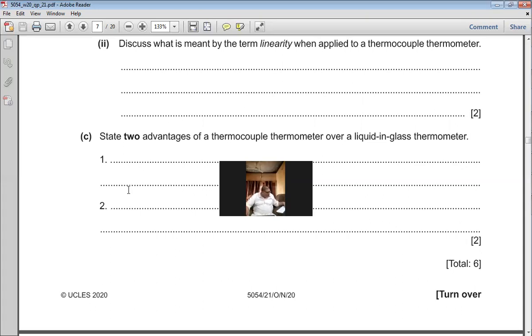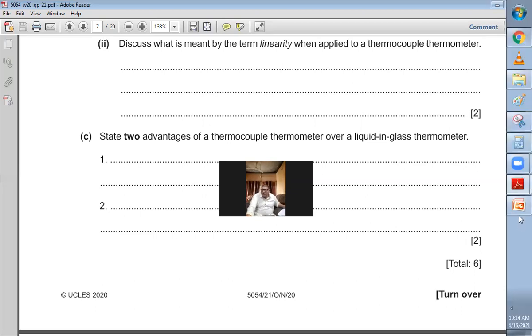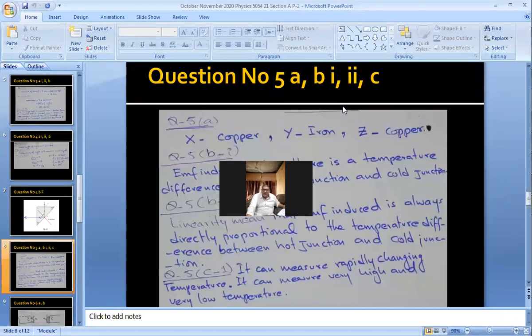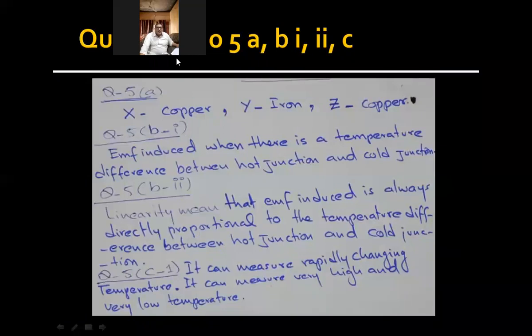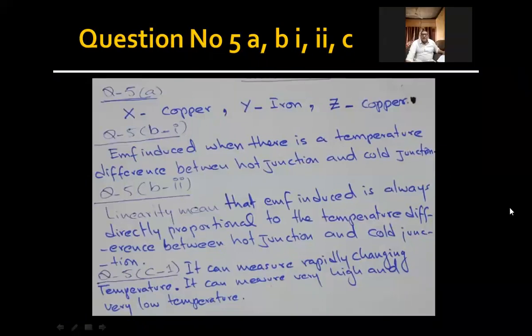These are a few, and I have written this also. Here you only have to write 2 advantages. I just told you a lot of advantages, but you only have to write two. So he says, it can measure rapidly changing temperature, one benefit. It can measure very high and very low temperatures, so the range of this thermometer is quite large. These are the advantages of using a thermocouple thermometer.